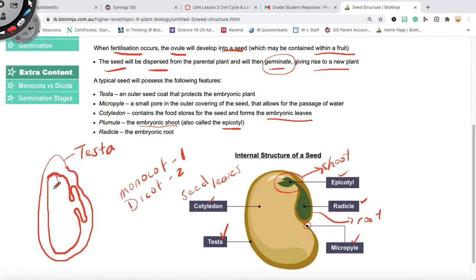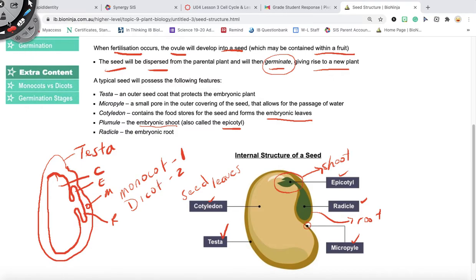And then this in here would be the cotyledon. This up here would be the epicotyl. This down here would be the radicle. And I would draw a tiny little pore right there to show the micropyle, and that's it.